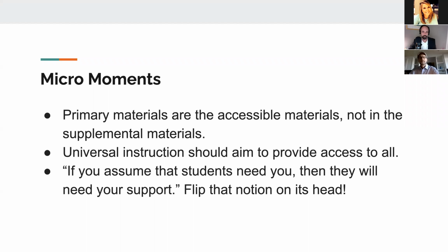What's accessible and what isn't, and what makes something primary and what makes something secondary. Thinking about the universality of that design that you're looking to create. And finally, I love this as a big takeaway. If you assume that students need you, then they will need your support. If we can flip that notion on its head a little bit, can the assumption of our design be about their agency and their independence more than it is about a dependent narrative that I drive in my classroom?